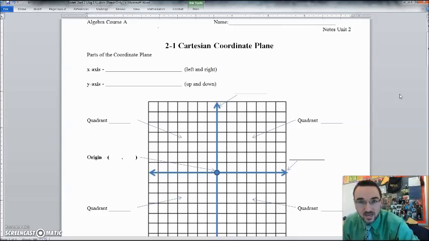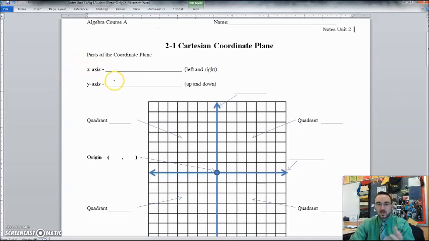We're going to go ahead and get started with Chapter 2, or Unit 2, Section 1, which is the Cartesian coordinate plane. This is where we do all of our graphing, and especially in later units when we start talking about linear equations, when we start graphing lines, points, everything, it's going to get a little crazy. So we need to make sure that we understand this section first. So we're going to talk about the Cartesian coordinate plane.